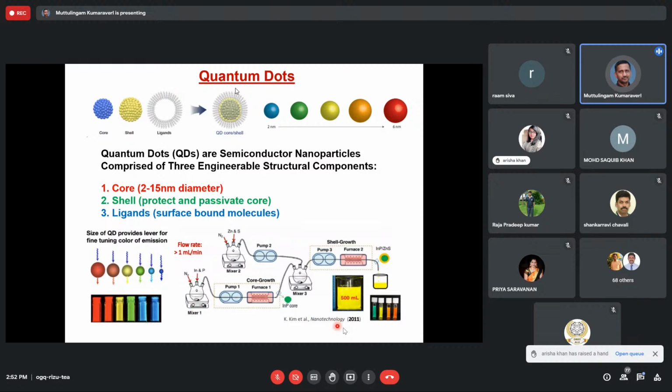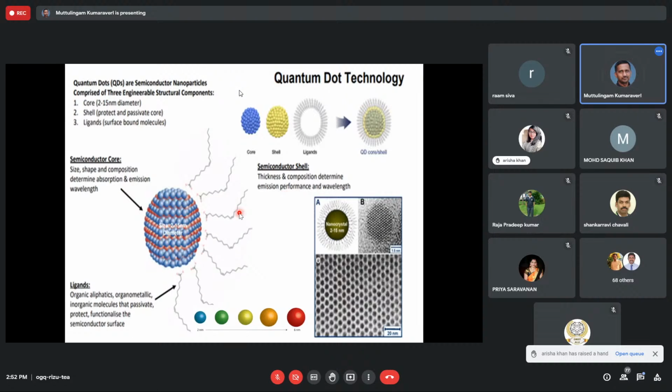This is from one of the papers I just took; I'm not making any quantum dots myself. This is the synthesis procedure for indium phosphide, zinc sulfide, where indium phosphide is the core and zinc sulfide is the shell. This is the quantum dot procedure, how to make it. The size is the same here, and the size tunes the color. That is what the core, the shell, and the ligand each do in quantum dots.